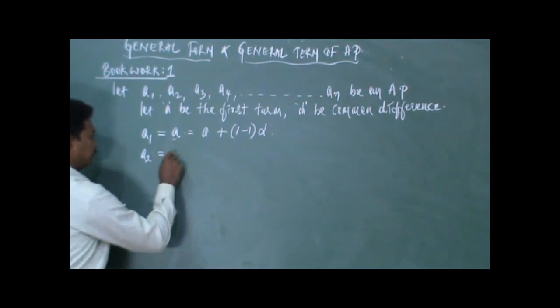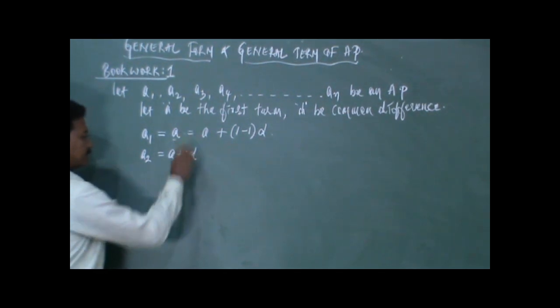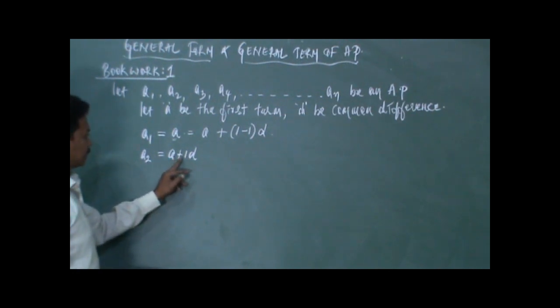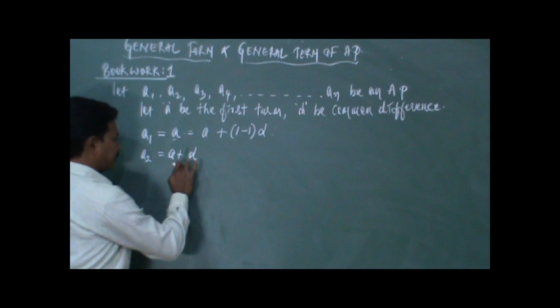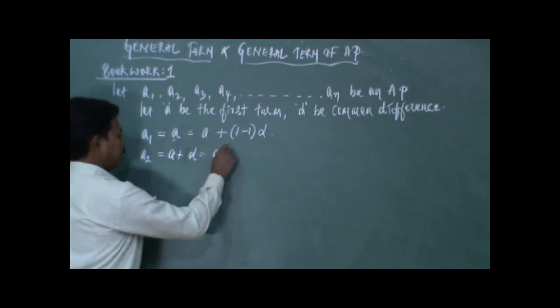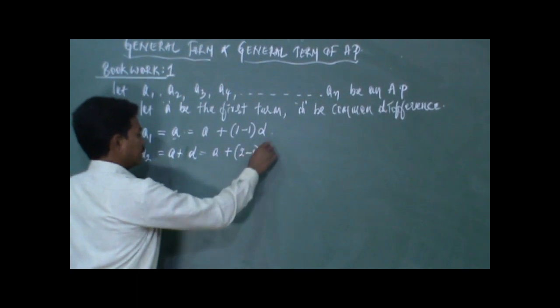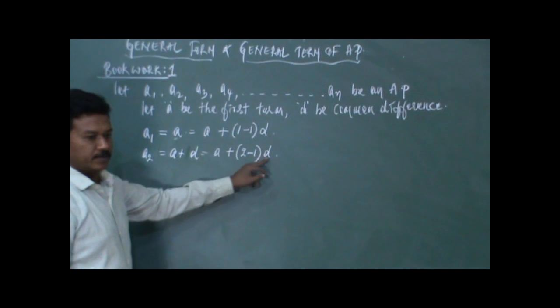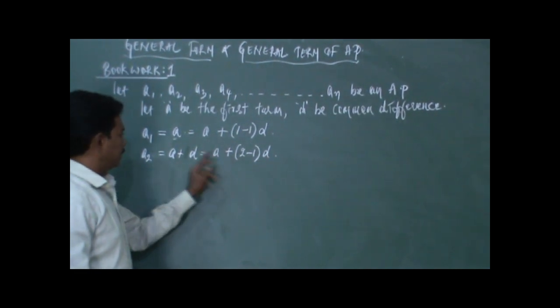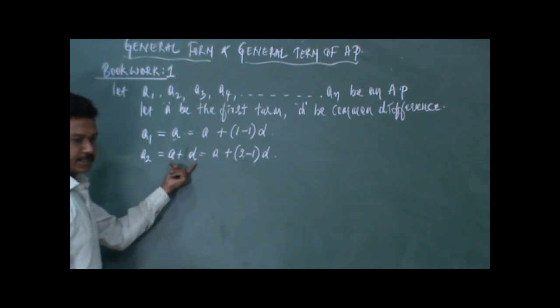So this is the first term. I am going to add one time the common difference to this: a plus 1d. This a plus 1d, or just a plus d, can be written as a plus 2 minus 1 into d. Same thing comes. 2 minus 1 is 1, 1 into d. d plus a is a plus d. So the second term is a plus d.